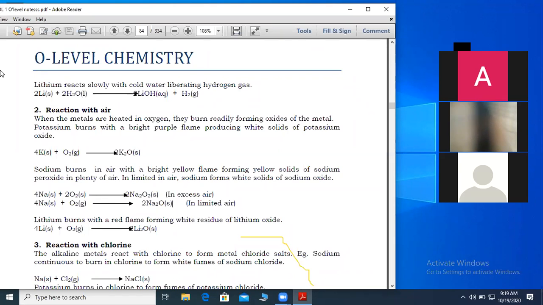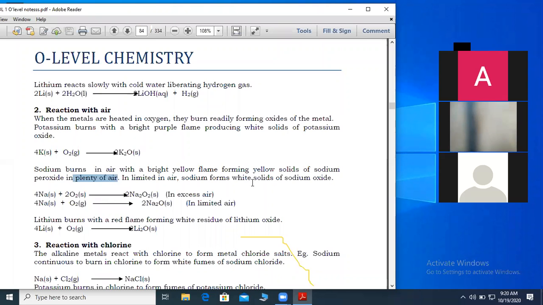So on that word describe, you should have written all this, because you realize I even gave it 4 marks. So 3 marks are for 2 equations, and the other 1 mark should be for the products. So you say sodium burns with a bright yellow flame. This is always a mark. I told you color of the flame is always a mark. A bright yellow flame forming a yellow solid of sodium peroxide in plenty of air. This plenty of air means in excess air.